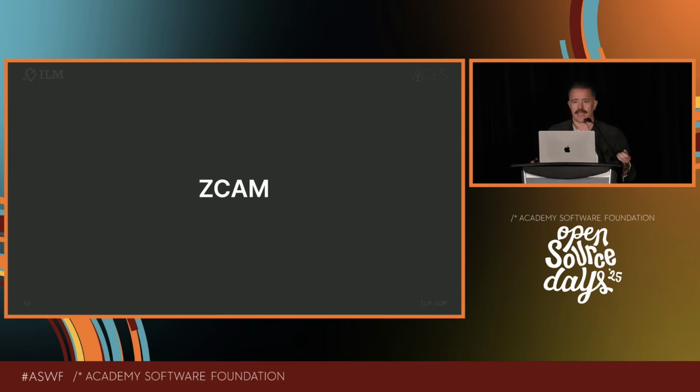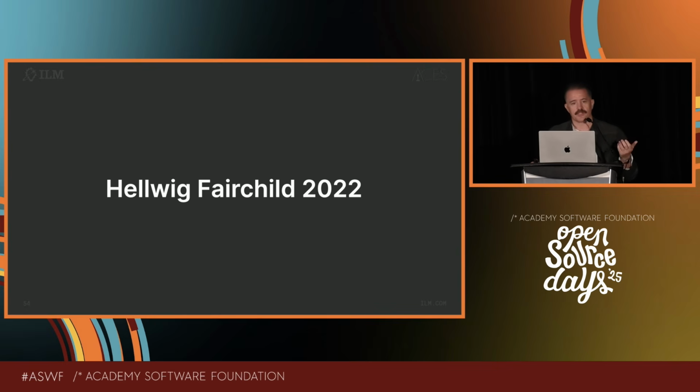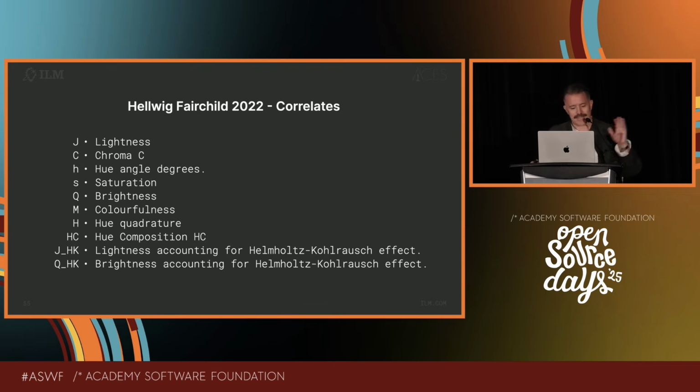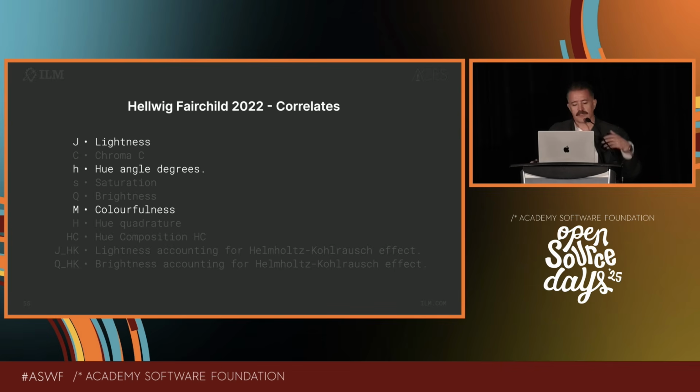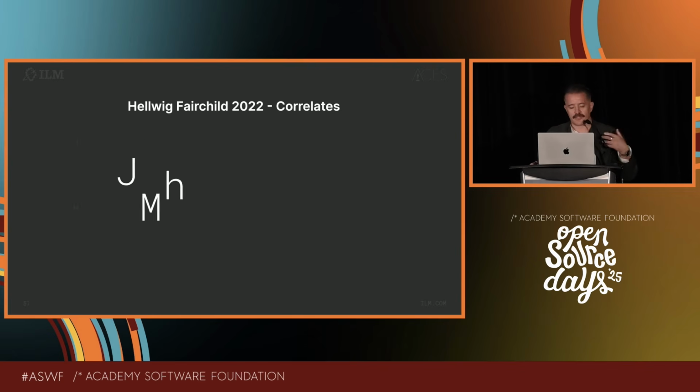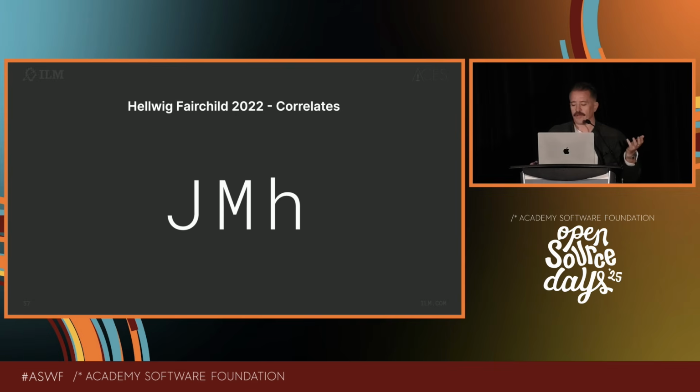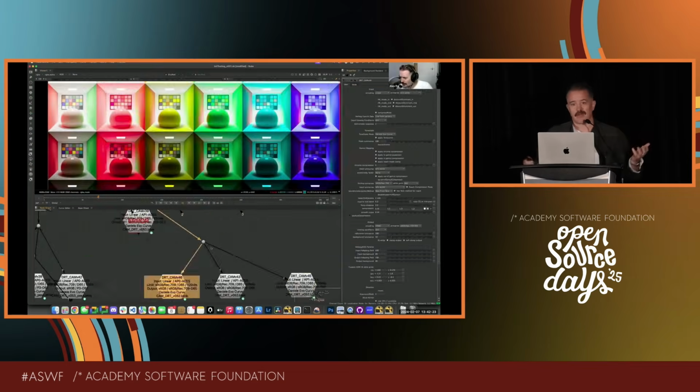Initial prototypes used a CAM called ZCAM, but we ended up switching to another one called Hellwig-Fairchild 2022. It was mathematically a little bit simpler, and conveniently we also had access to Luke Fairchild, who was the PhD student who'd been working on the project, which made it much easier to have access to the source. So the components that we were interested in were the lightness, which became our in isolation tone, our hue angle, and our colorfulness. Our JMH components. So we do all of our work in that space, and we start building stuff.